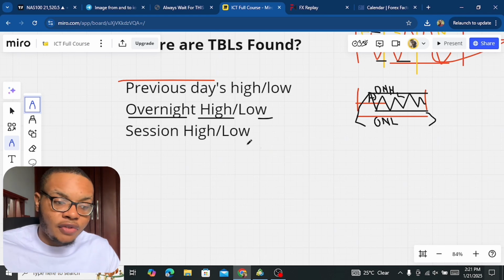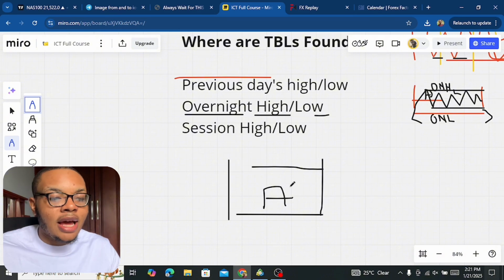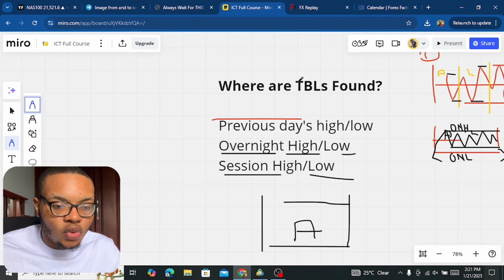Now for session highs and lows, just like you have a session start and an end, let's say this is the Asian session, for instance. The highest point is known as Asian highs and the lowest point is known as Asian lows, and that is also the Asian session's high. I don't know if you understand me. So it's also a session high or a session low. This is where time-based liquidities are found.